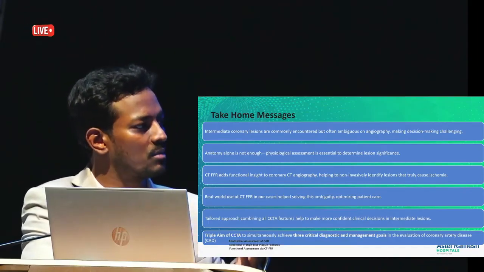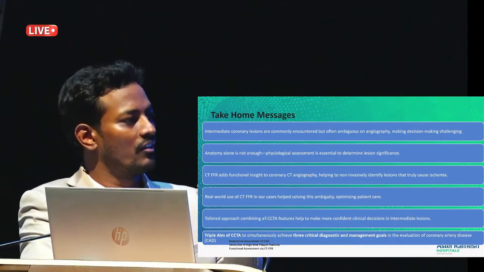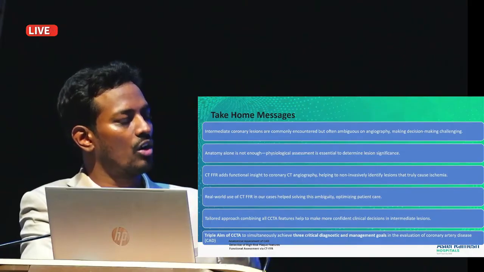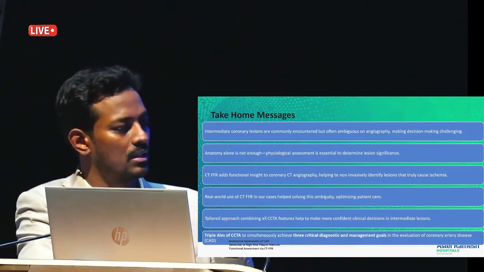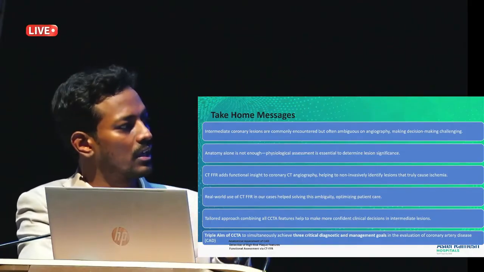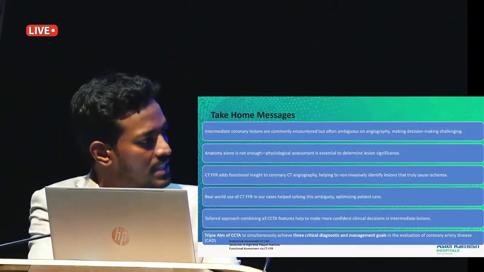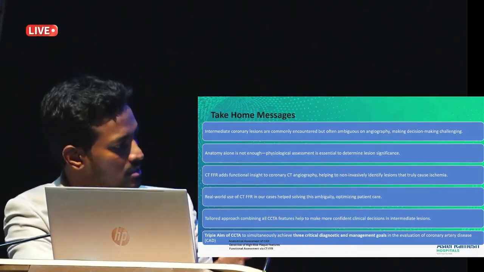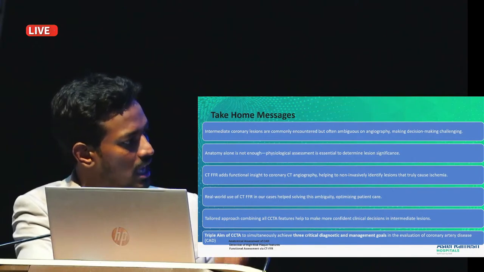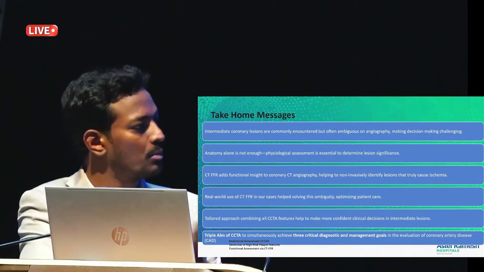Finally, the problem with intermediate coronary lesions is that we are always in a dilemma and cannot confidently make a decision. Probably that decision making is what CT is helping us with. And as I was saying previously, the triple aim of CCTA, that is anatomical severity assessment, high-risk plaque characteristics, and physiology, are going to stay, and they are going to be the future.